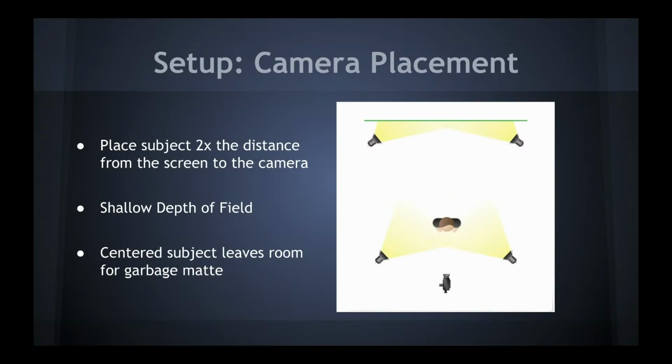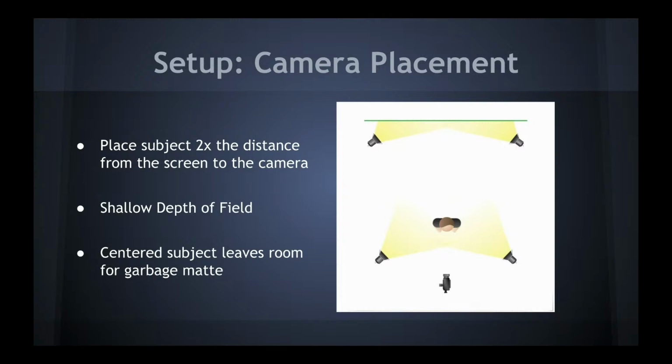So place your subject 2 times the distance from the screen to the camera. You can see there's a lot of space here, and this is going to help if you do have wrinkles, if you're shooting in a shallower depth of field, to smooth them out a little bit. And then, really the big thing here is that bright green is very reflective. If you're wearing a white shirt next to a green screen, you're gonna have to get pretty far from it.